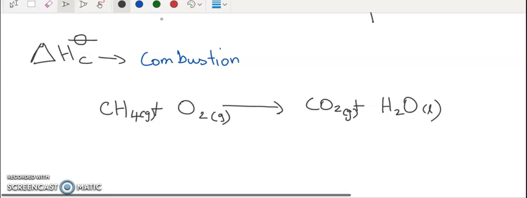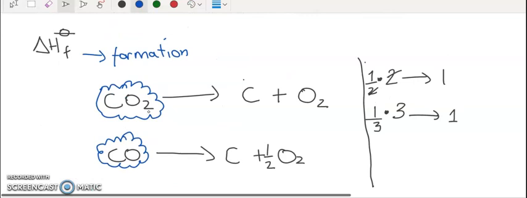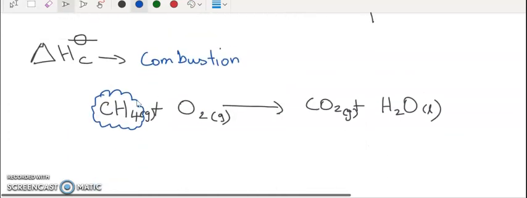So now we want to balance it. In this case, the substance which is holy is this. Anything that burns with oxygen, that substance is going to be the holy one. And for standard enthalpy change of formation, the one that is being divided into its elements is the holy one. That's how you identify what is holy and what's unholy. So let's try to manipulate all the unholy ones.